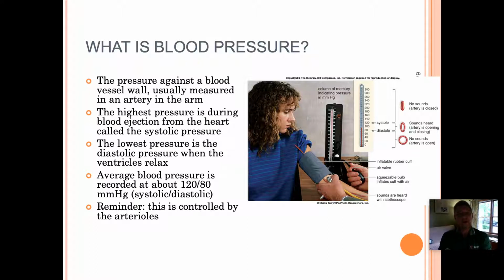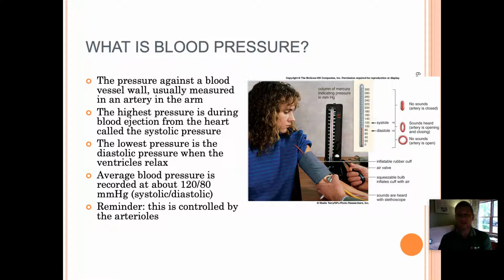And so there are two numbers associated with a blood pressure reading. The highest number is the pressure as the heart is pushing blood out from the ventricles. This is called the systolic pressure. The lower number is the diastolic pressure, and this is when the ventricles are relaxing.